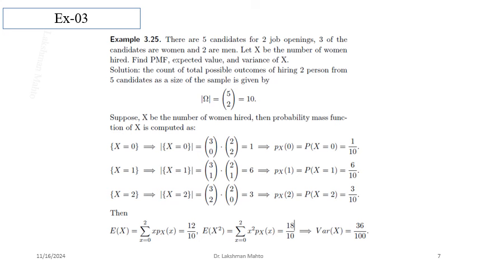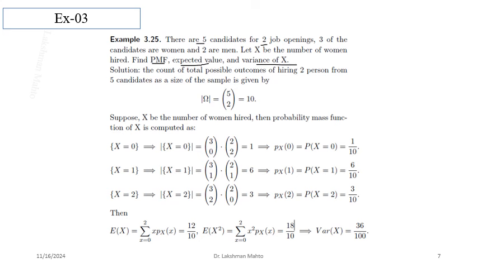Now I am taking a very interesting kind of problem. It is based on the hypergeometric distribution. There are 5 candidates for 2 jobs. 3 of the candidates are women and 2 are men. Let x be the number of women, then we have to find the probability mass function of x, expectation of x and variance of x. In total 3 questions are there.